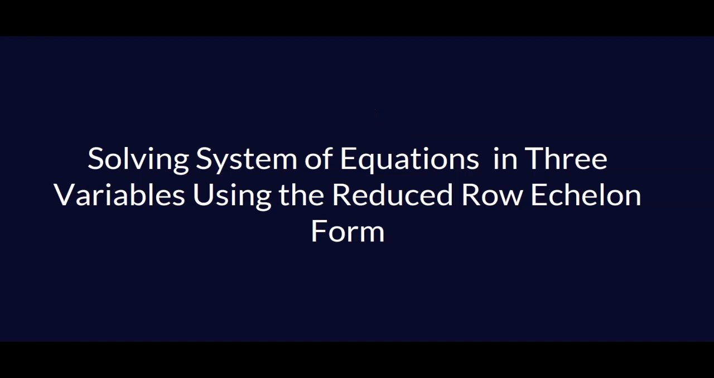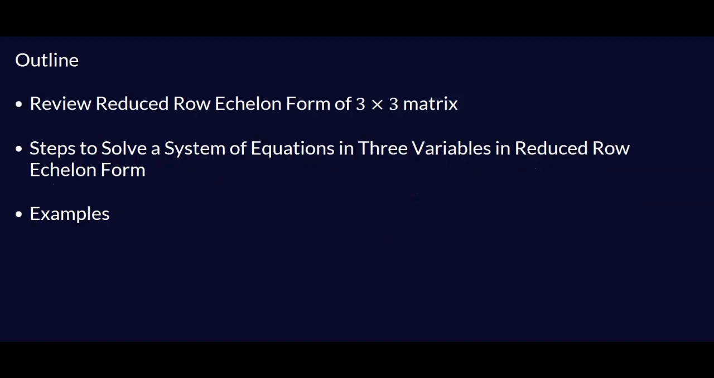All right, let's learn how to solve system of equations in three variables using the reduced row echelon form. Here's how we're going to tackle this topic. We're going to review what the reduced row echelon form of a 3 by 3 matrix is, and then we're going to take a look at steps that you should follow when you're trying to solve a system of equations in three variables using the reduced row echelon form, and then we're going to try to apply the steps that we cover to some examples that are provided.